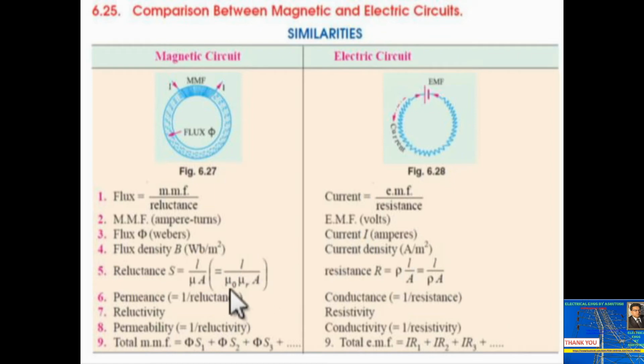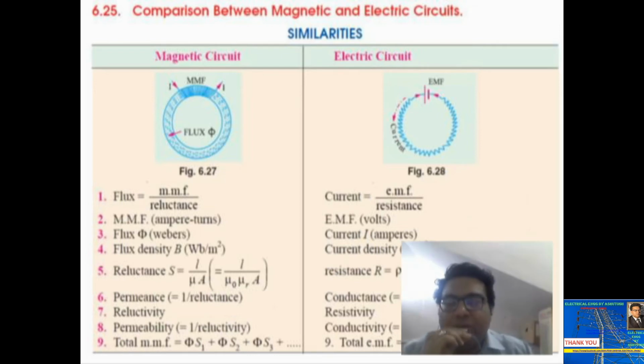So guys, the value of mu 0 is equal to 4 pi 10 to the power minus 7 Henry per meter, and mu R is the relative permeability. Relative permeability means the permeability of the medium. And guys, this is considered 1 in case of vacuum, and in case of air gap mu R is considered equal to 1.